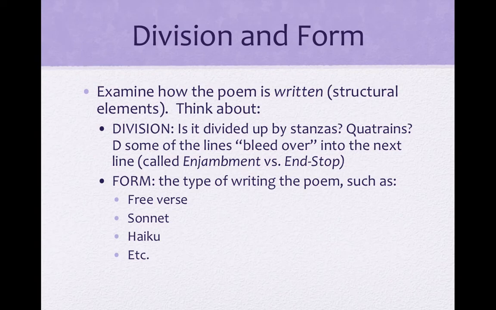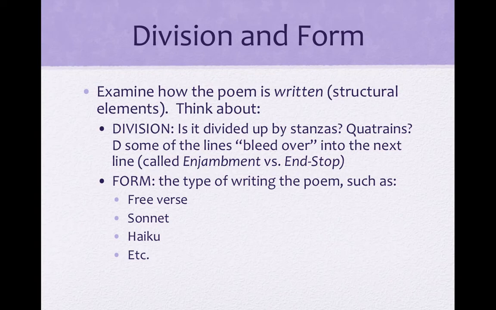You also want to look at division and form. So think about how the poem is written. Think about, is it divided up by stanzas? Is it quatrains? Do some of the lines bleed over into the next line? That's called enjambment when they do, versus an end stop, which is where they don't do that.